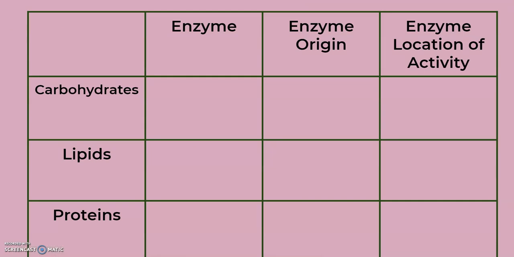We've got carbs, lipids, and proteins, and we've identified how much we have in our meal. So I want you to find the enzyme involved in breaking down the carb, the enzyme involved in breaking down the lipid, and the protein. Then the enzyme origin: where is that enzyme made in the body? And then the enzyme location of activity: where is that carbohydrate broken down by that enzyme? Where does that happen in the digestive tract?